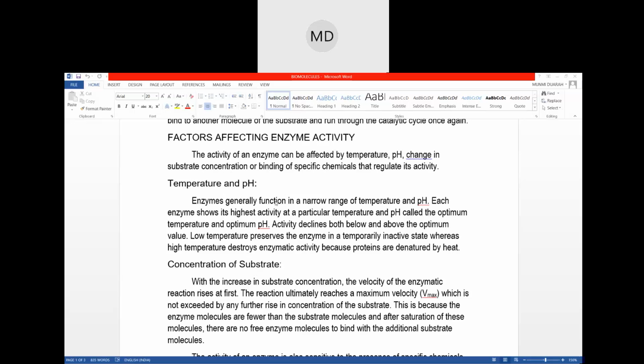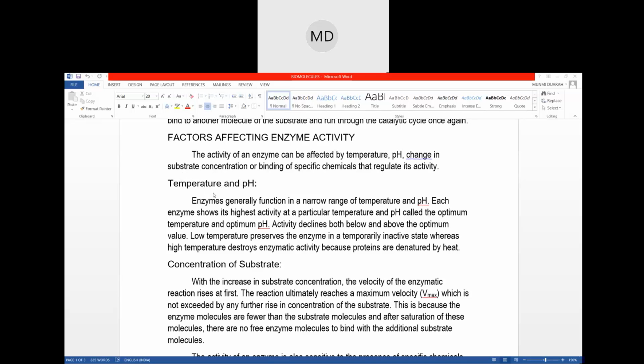Don't go through all this writing stuff, just listen to me. You only have to remember one point each. That will be very easy. What happens for an enzyme to be at its best, at its full speed or best action? The temperature and pH need to be optimum. There is an optimum temperature for each enzyme.